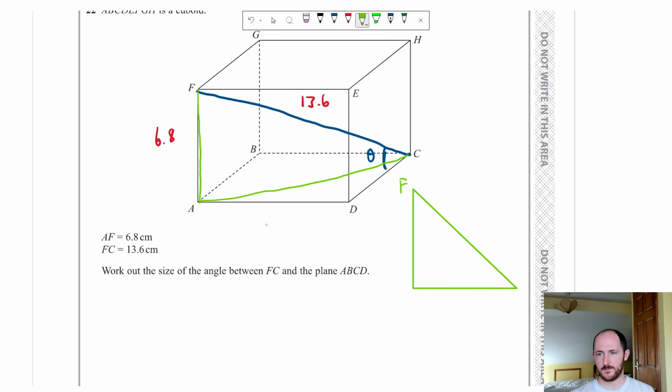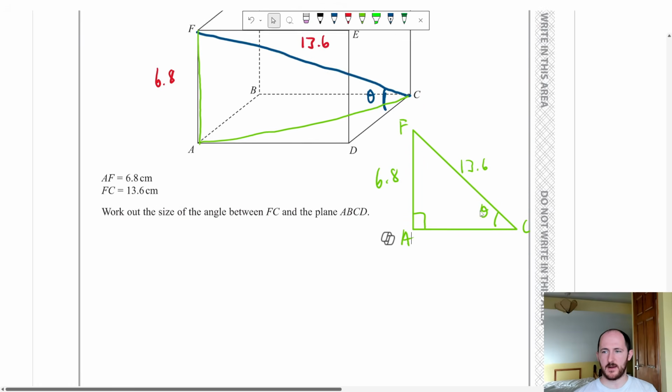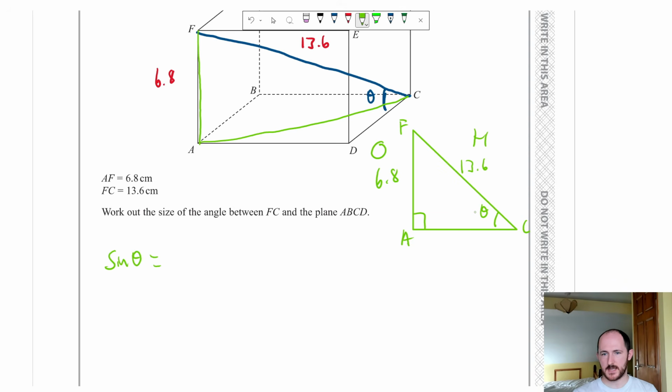That's F, C, and A. That's the angle I want. They've given me 6.8 and 13.6. Look at that. How nice is that? It's literally just normal trigonometry. Again, normally they give you something that's a bit more complicated than this, but all we need to do now is use trig. So that's my opposite side, that's my hypotenuse, so we're using sine. So we have sine theta equals 6.8 over 13.6.